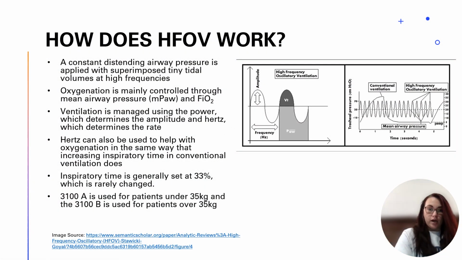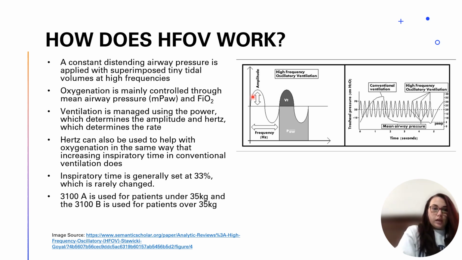All right, so let's talk about how this actually works. A constant pressure is applied to the lungs, and that pressure is maintained by the difference from the top to the bottom pressure. That would be your amplitude. You can see here, this line right here would be your mean airway pressure, and the amplitude is from here to here. The difference in these two pressures is what gives you that mean airway pressure, and this is why amplitude is also known as delta P.